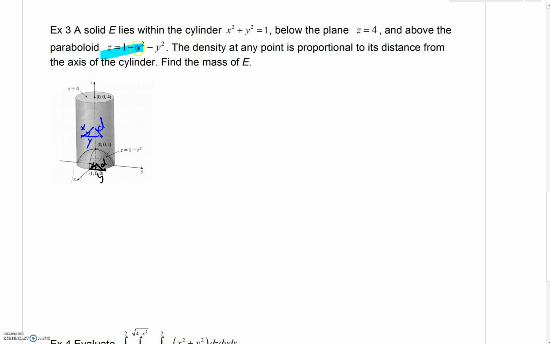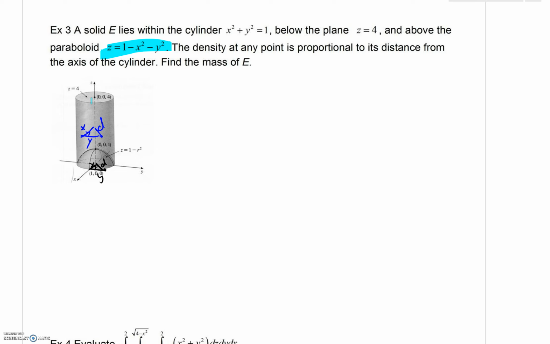But above this paraboloid, z equals 1 minus x squared minus y squared, you can see they've put that little bit of a paraboloid. It almost looks like a little bit of a dome right here at the very bottom of your solid. And of course, we're going to have this solid where that dome is the very bottom of that solid. And this circle at the top, from the plane z equals 4, is the top.